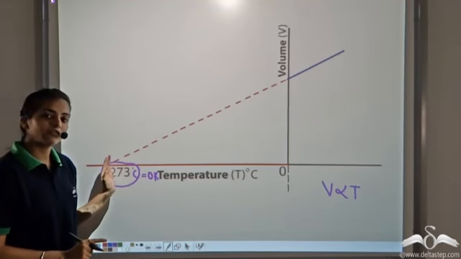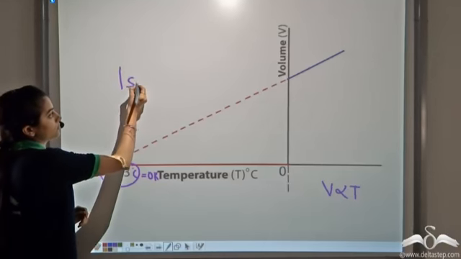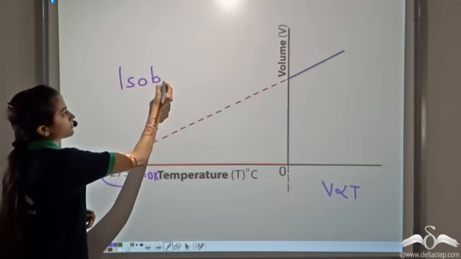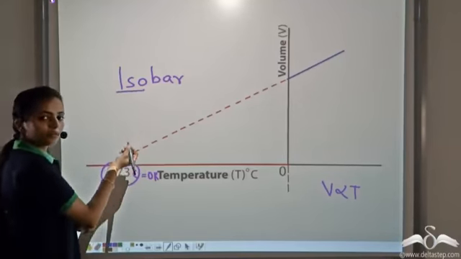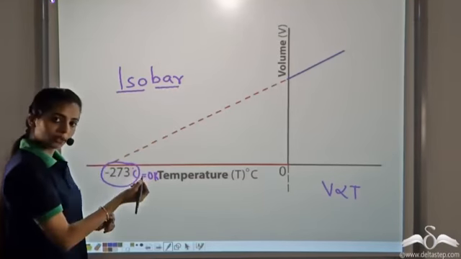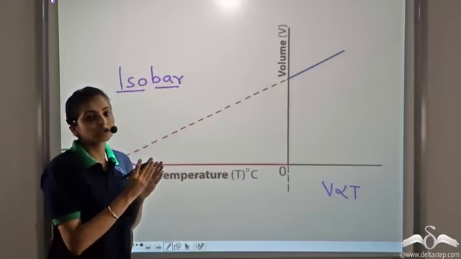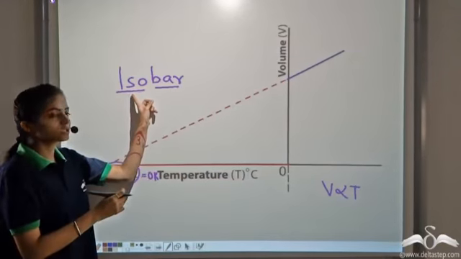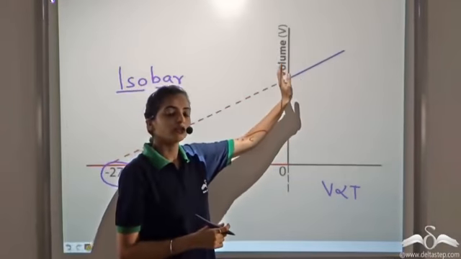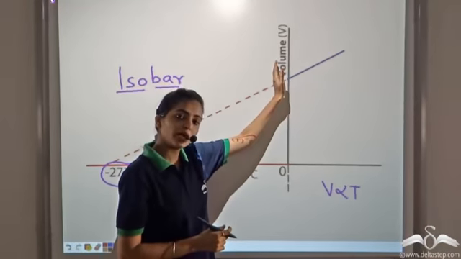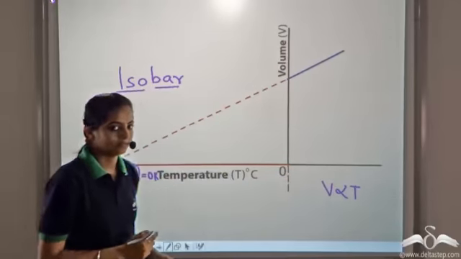So this is the graph for Charles' law, which is also known as an isobar. Iso means same and bar is used for pressure. Since in Charles' law the pressure remains constant, this is the graph that is obtained for the volume of a particular gas versus its temperature at the same pressure.